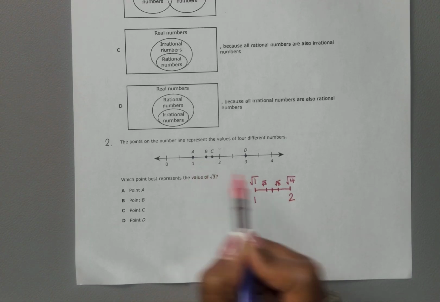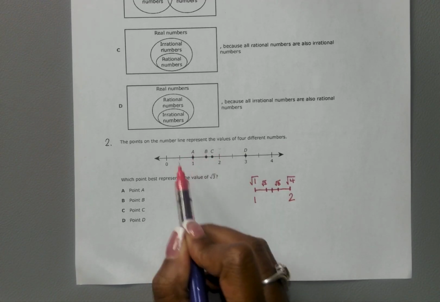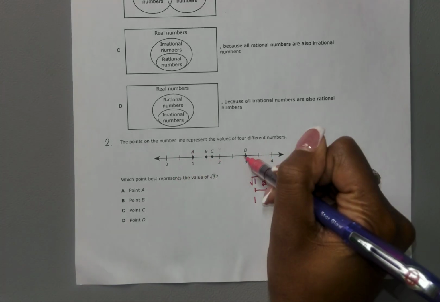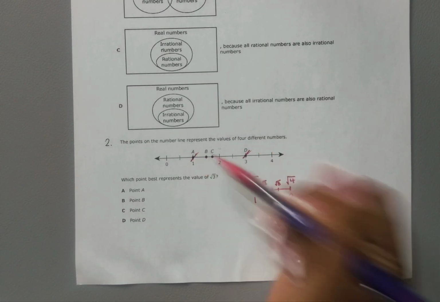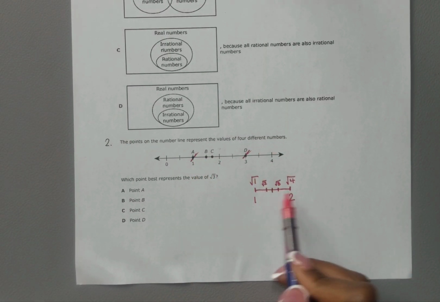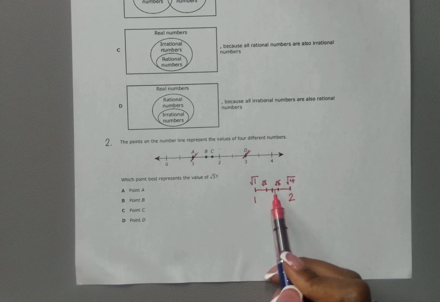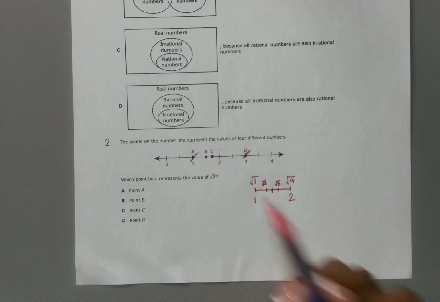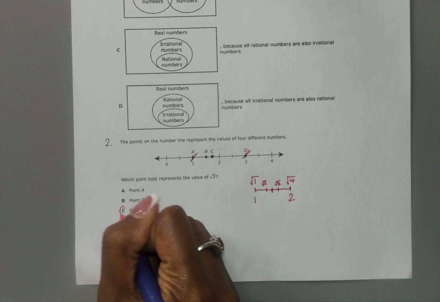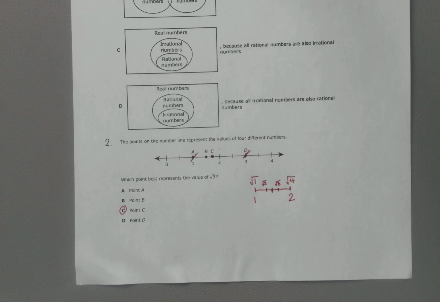So when I look on our diagram here, obviously D is out. It's way past the 2, and A as well. So again, we just found down here that the square root of 3 is past the halfway mark. And when I look here, C is past the halfway mark. So C would be the correct value for the square root of 3.